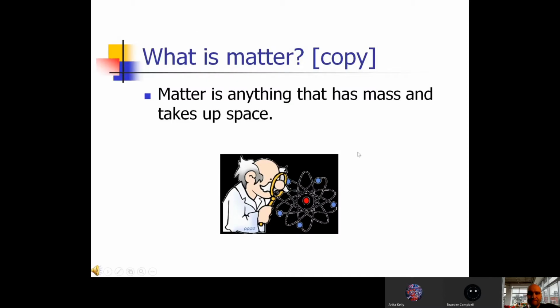Okay, so what is matter? You don't need to copy this part down, but perhaps you can just take the bullet point down. Matter is anything that has mass and takes up space.